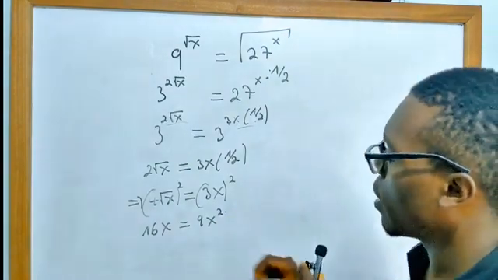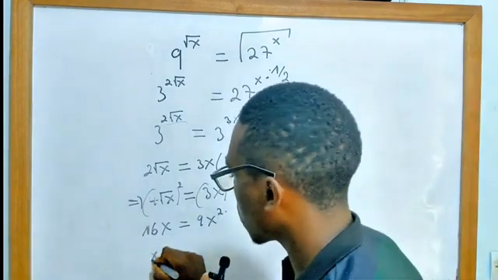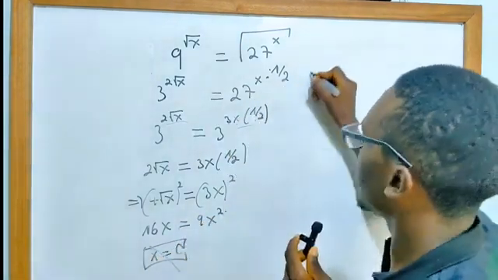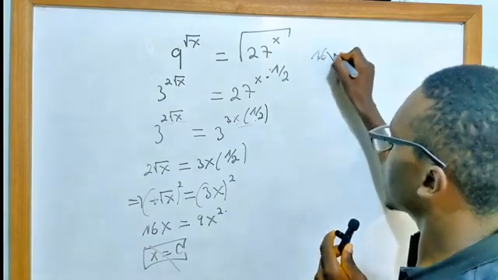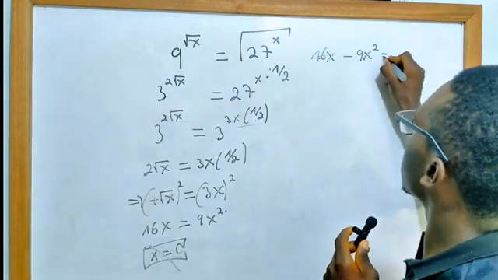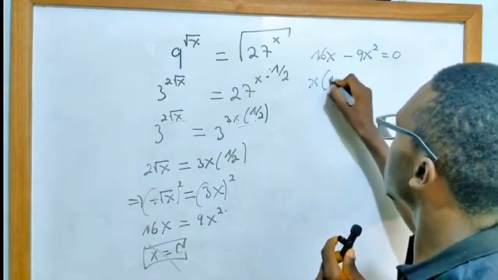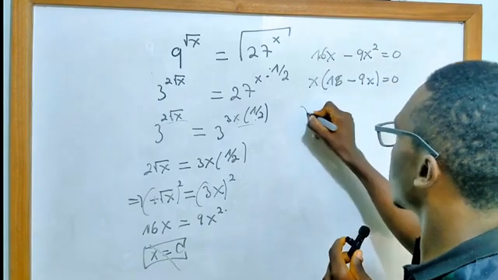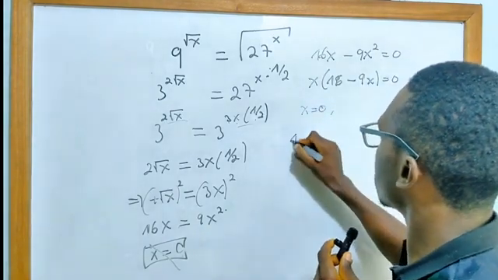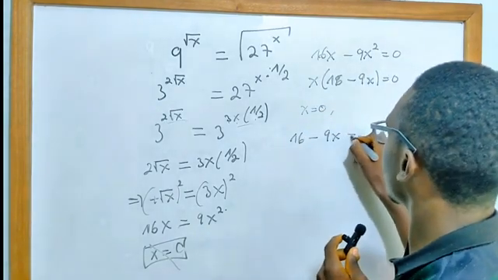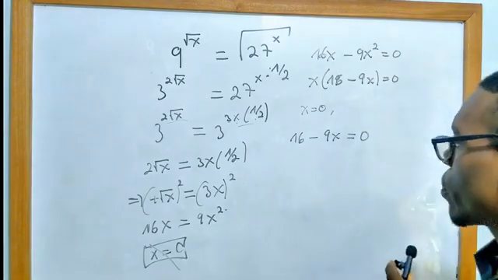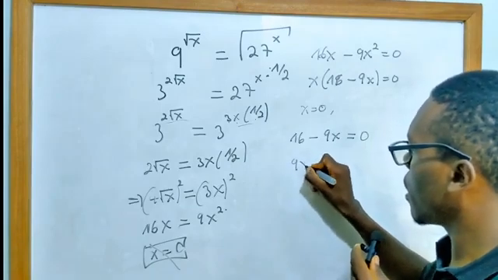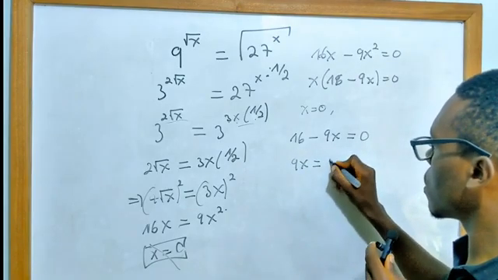You can move on to have, and this way you can divide all through by x, stating that x is equal to 0. We can just bring everything here to have 16x minus 9x squared is equal to 0. Bringing out x, you have x times 16 minus 9x is equal to 0. Hence, x is equal to 0, or 16 minus 9x is equal to 0. At this point, that implies 9x is equal to 16.